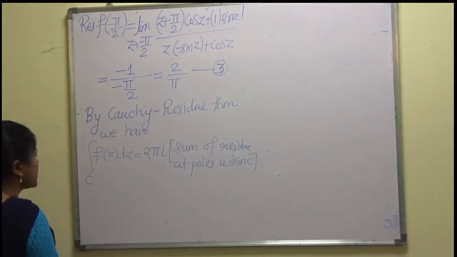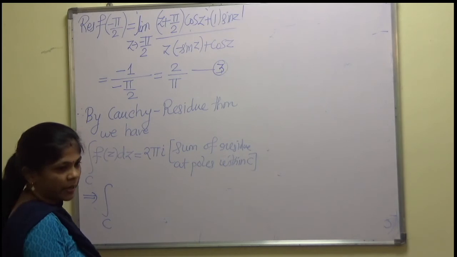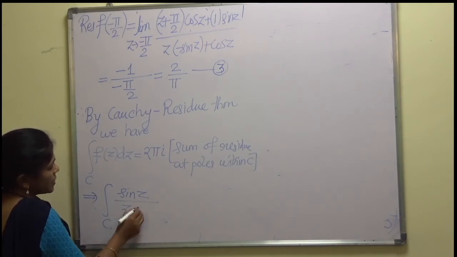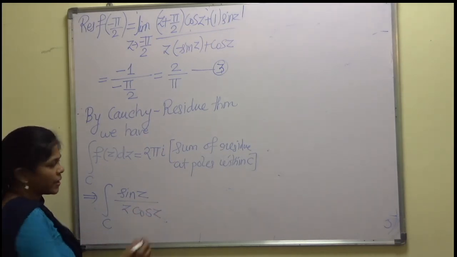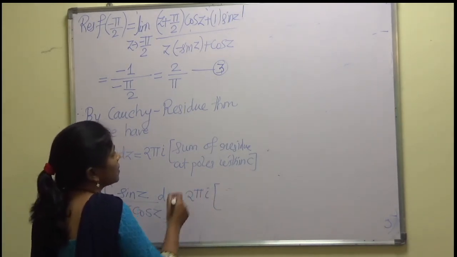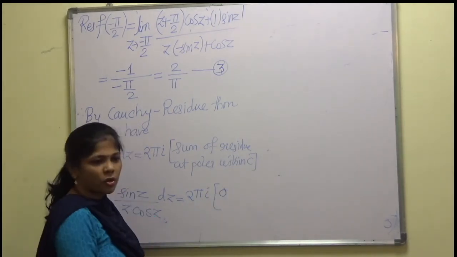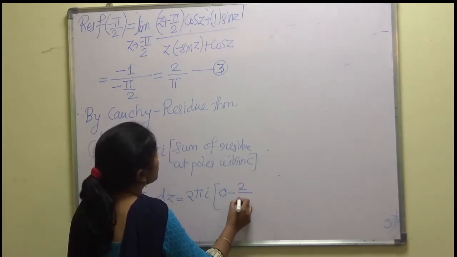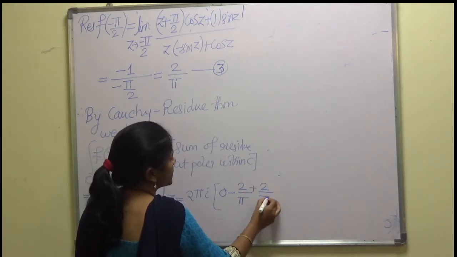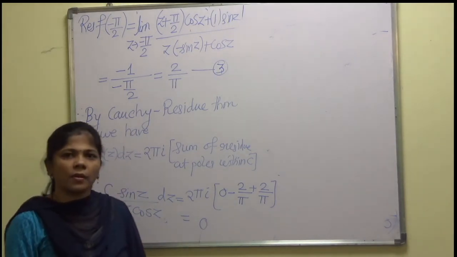So substitute f of z. As I told you, f of z is nothing but the function to be integrated, that is sin z upon z into cos z. This is equal to 2 pi I times the first residue, which we got at z equal to 0, which is 0 according to equation 1. Then the second is minus 2 by pi according to equation 2, and the third is nothing but plus 2 by pi. So in this way, the final answer is 0.